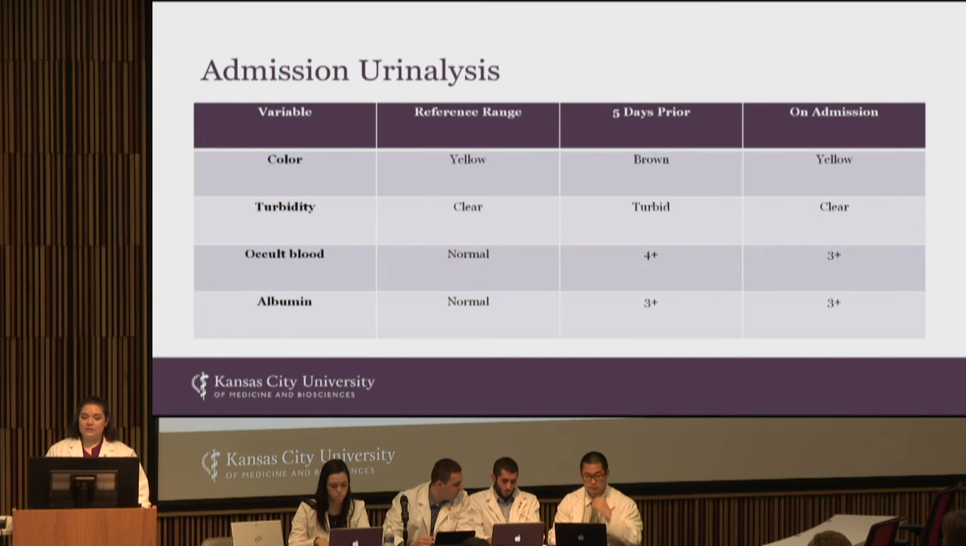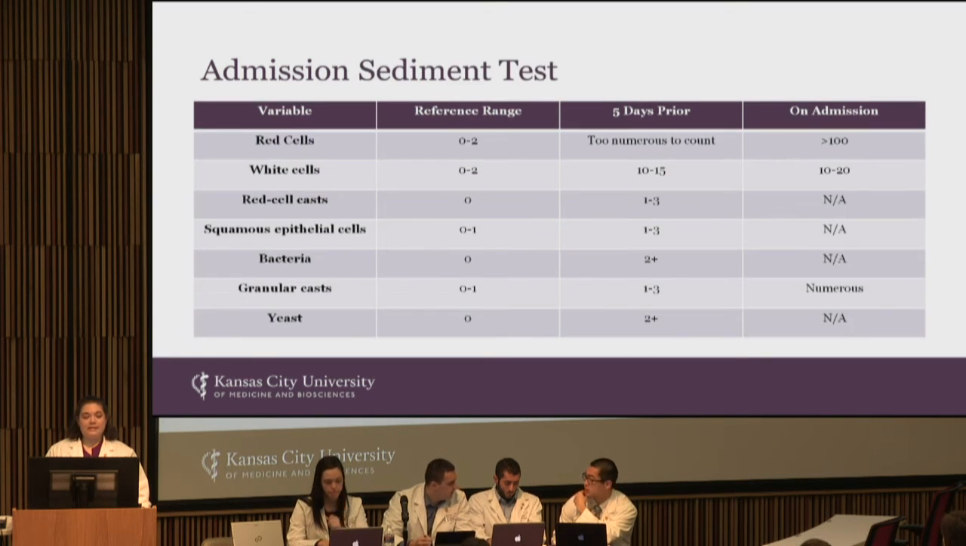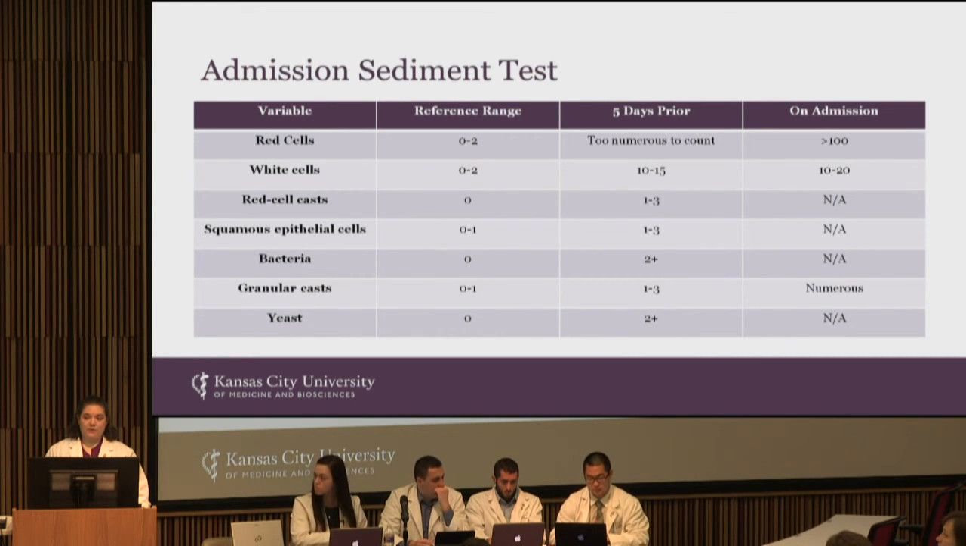Urinalysis showed an improvement in his urine in that it became yellow and clear. However, occult blood was 3+, and his albumin was 3+ as well. Sediment tests showed the presence of red cells, white cells, and granular casts.